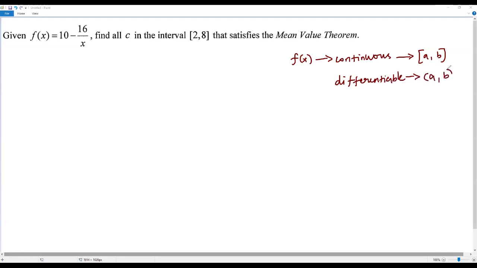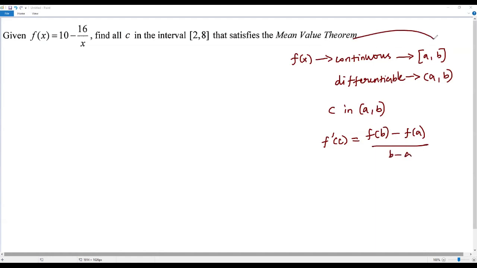When these two conditions are satisfied, that is, the given function f of x is continuous on the closed interval [a, b] and differentiable on the open interval (a, b), then we can find a value c in the open interval (a, b) so that f prime of c equals f of b minus f of a over b minus a. This is the mean value theorem.